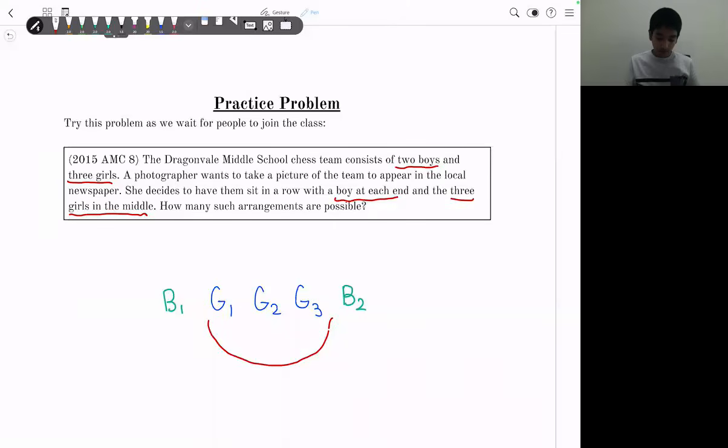Okay, so how many ways are there to arrange the 3 girls in the middle? Well, this is just going to be 3 factorial. This is because there are 3 factorial ways to arrange the 3 girls, because you have to arrange them in a line.